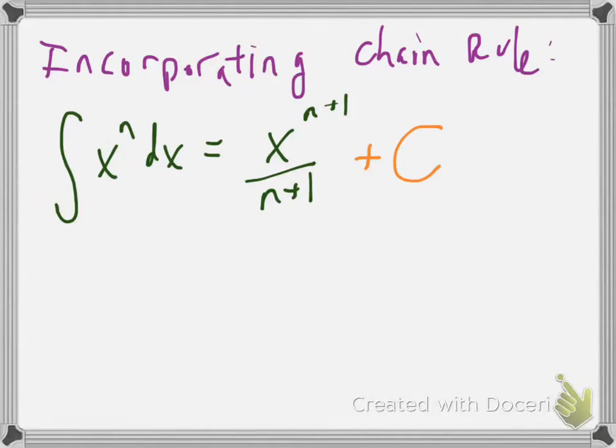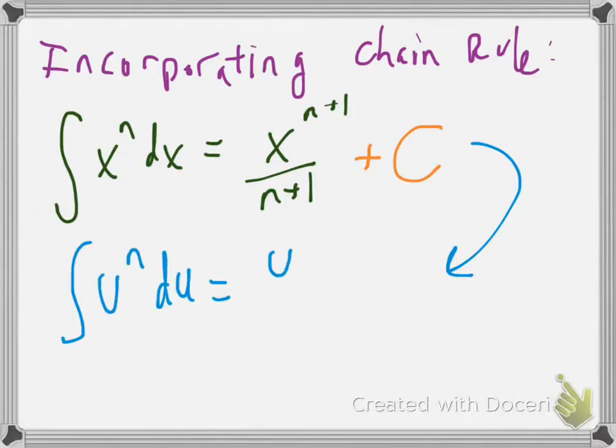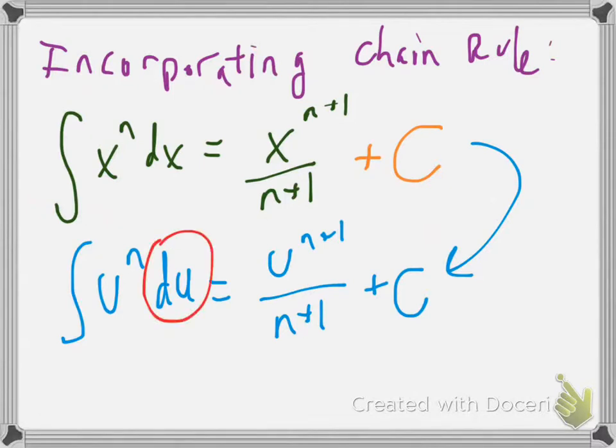Well, instead of thinking of our variable as just a plain old x, what if we thought of it as u, where u is like some secret formula of x's? So essentially we just replace the x's with u's, and you're like, okay, what's the big deal? Why does this make a difference? Well, now the du actually means something, right? It's the derivative of whatever formula you had underneath this exponent.